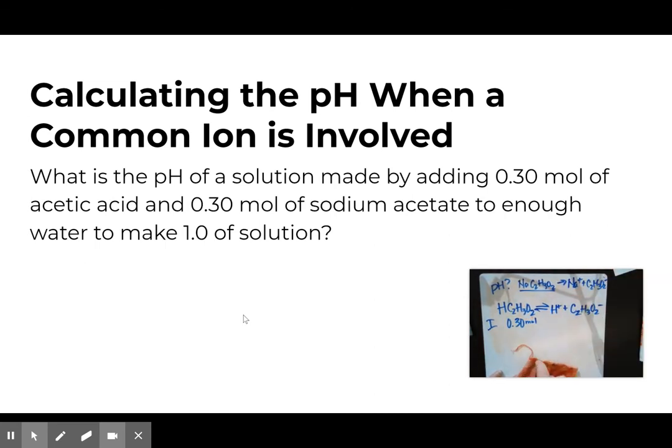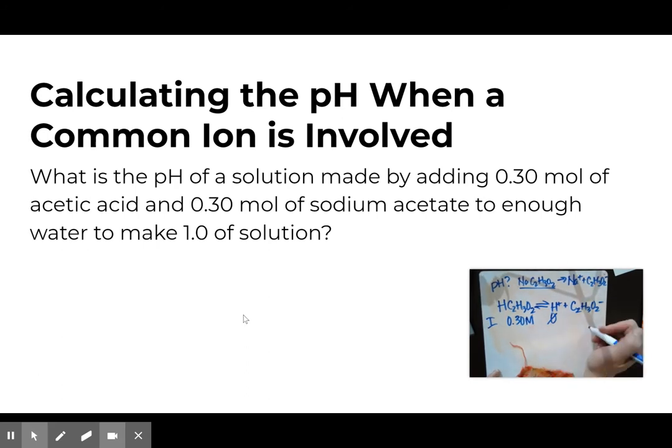No, I can't. I need to put molarity. So how much solution are we making? Oh, we're making 1 liter. So if I put in 0.30 moles in 1 liter, it's just 0.30 molarity. Okay, how much hydrogen ion do we start out with? 0. Yep. How much acetate ion do we start out with?